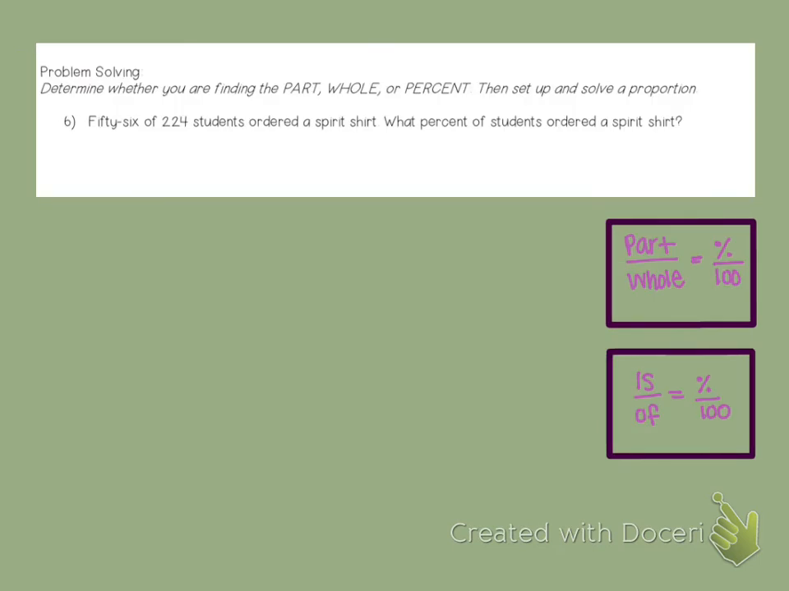Okay, so now we're going to get into word problems and do some problem solving. It says determine whether you are finding the part, whole, or percent, and then set up and solve a proportion. So here it says 56 of 224. So of goes here. So 56 of 224 students ordered a spirit shirt. If we just take a minute and digest that sentence, 56 of 224 students ordered a spirit shirt.